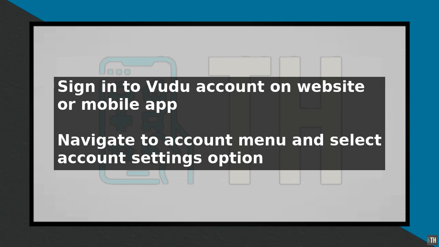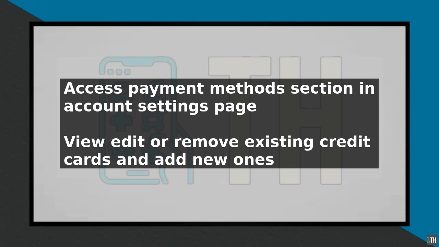Then select the account settings option. This will take you to a page where you can manage various aspects of your account, including your payment information. In the account settings page, look for the payment methods section. This is where you can view, edit, or remove existing credit cards, as well as add new ones.